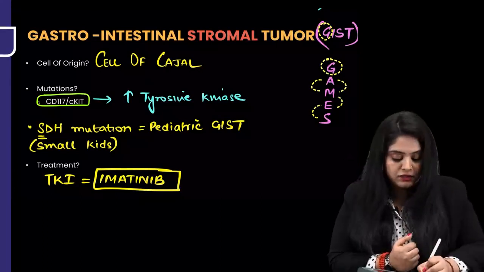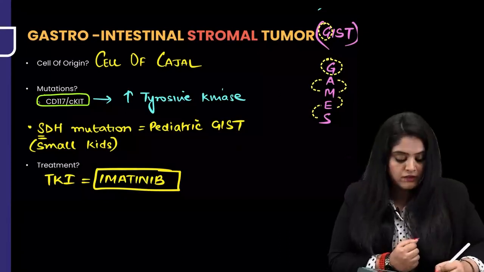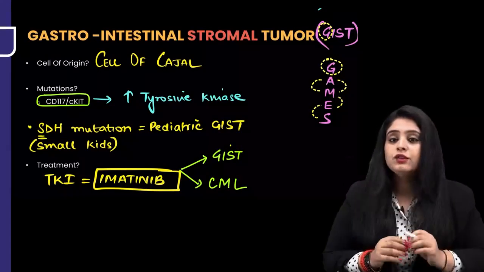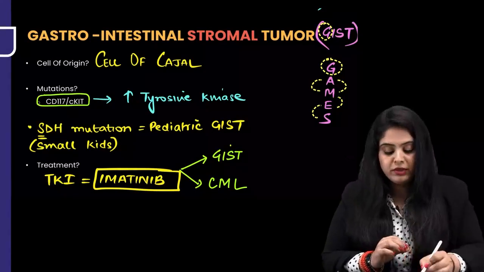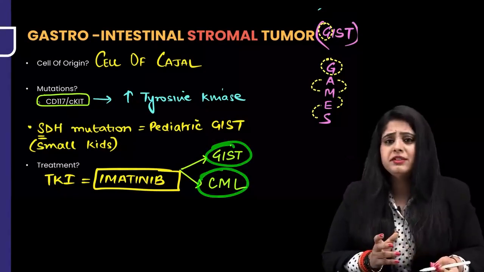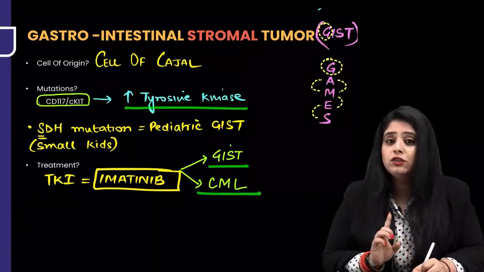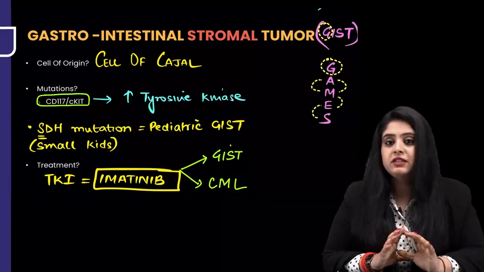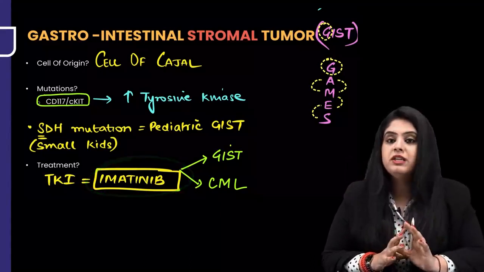And that is GIST. Please note, when I'm talking about imatinib, there are only 2 places in pathology where imatinib will be used. One of them is GIST, and the other one is a leukemia called CML. The concept is the same. In GIST tyrosine kinase activity increases, in CML also, with the Philadelphia chromosome, the tyrosine kinase activity increases, which basically means that in both places the treatment is going to be imatinib.